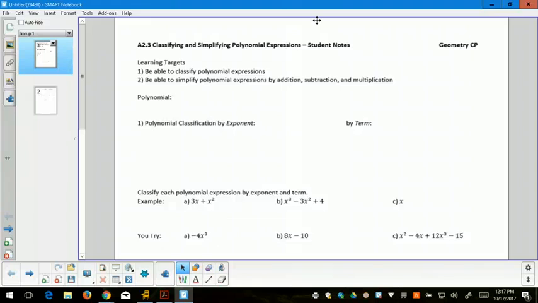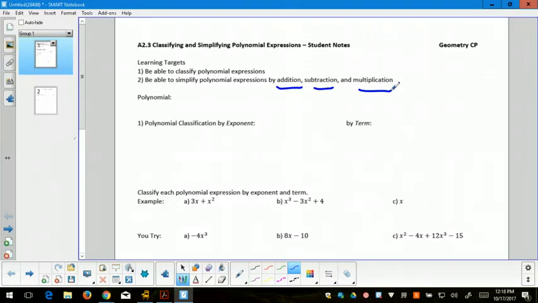For 2-3, classifying and simplifying polynomial expressions. Learning targets are that you will be able to classify polynomial expressions. And then, more importantly for the geometry that we're going to be doing in the first geometry unit, be able to simplify polynomial expressions using addition, subtraction, and multiplication. Division will come later when we've learned how to factor. We haven't done that yet.